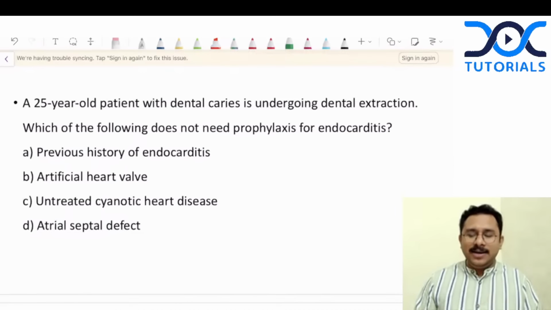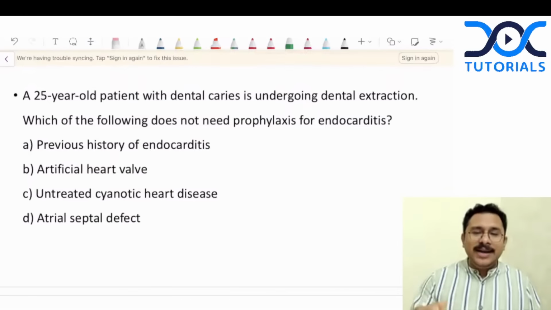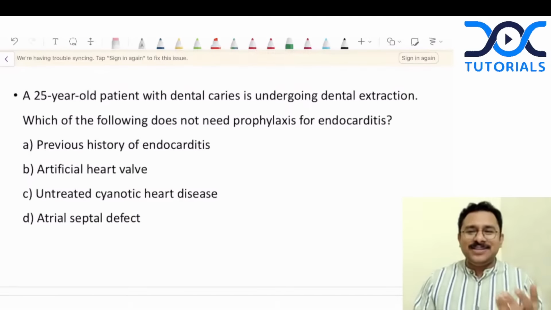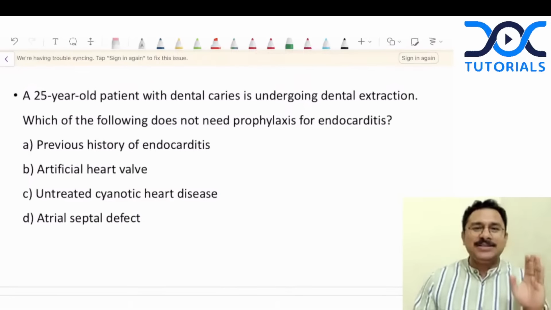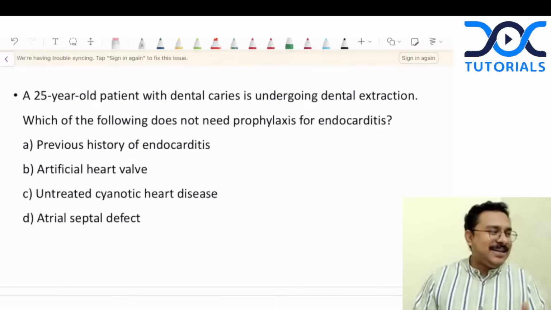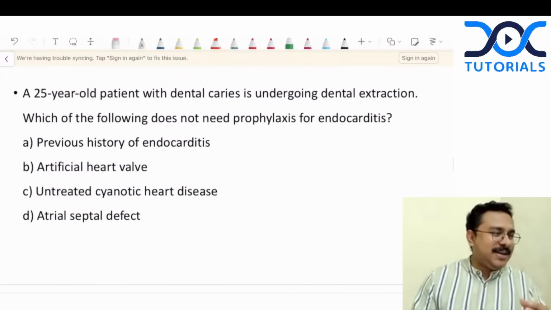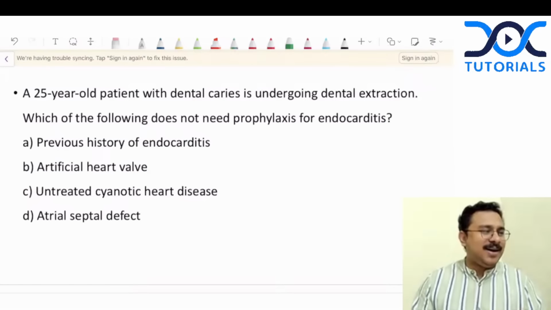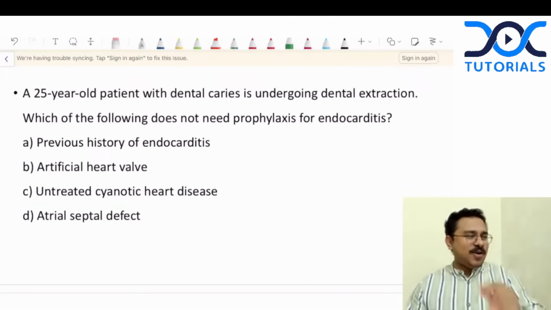A 25-year-old patient with dental caries is undergoing dental extraction. Which of the following does not need prophylaxis for endocarditis? How many times has this question been asked? The indications for prophylaxis in endocarditis. You have to know this, whether it be INICET or NEET PG. Please look at this important table from Harrison. I can see many of them answering. Dr. Charul Meena, Dr. Kushi Singla, Anuj Chowdhury, all of you are answering this. So Charul and Kushi, I think you have got it right this time.